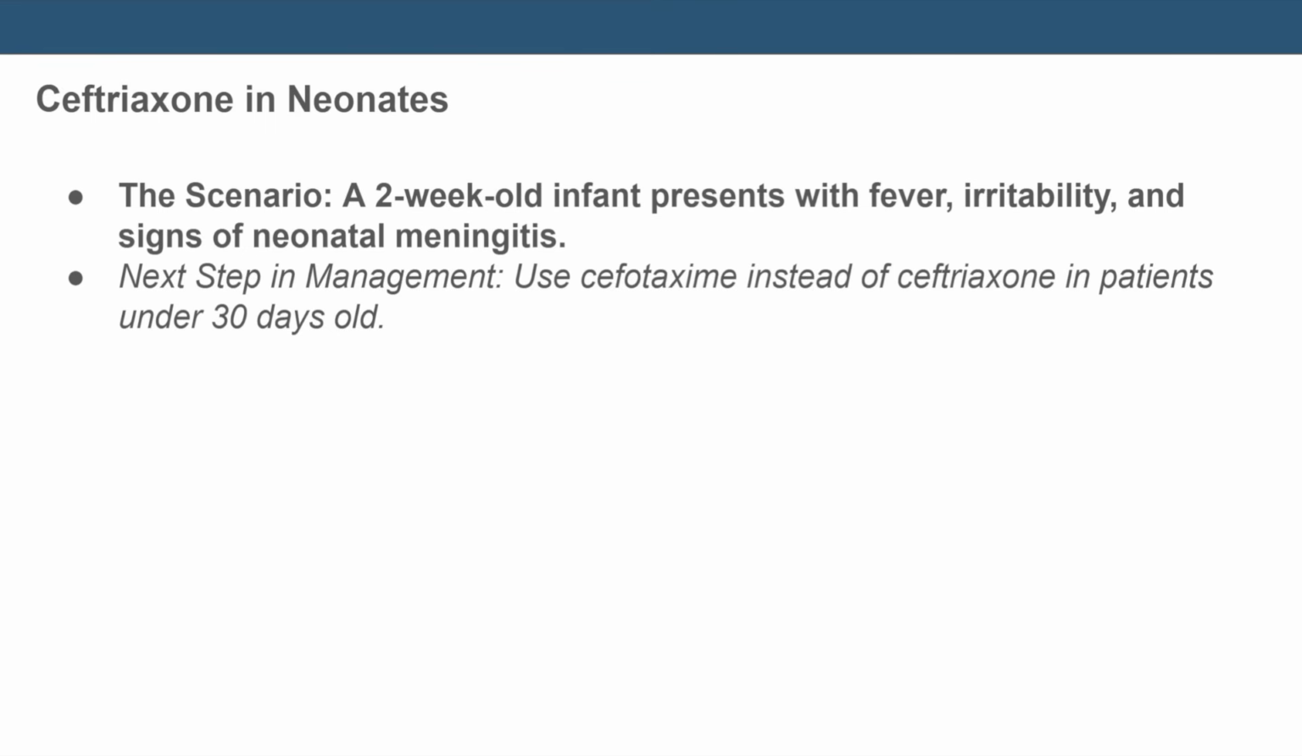you're going to get deposits of bilirubin into the basal ganglia and the brainstem nuclei. You're going to cause irreversible brain damage. Other than this, it's kind of low yield, but you have to know that ceftriaxone can cause biliary sludging in neonates. So the correct step is that you should give cefotaxime instead of ceftriaxone in patients under 30 days old. Okay, and you should also combine it with ampicillin to cover bacteria such as Listeria monocytogenes.